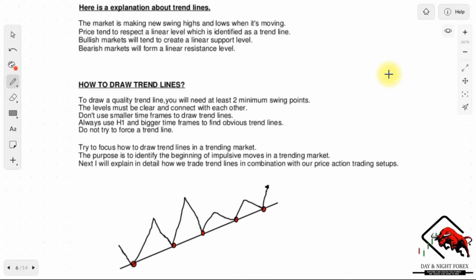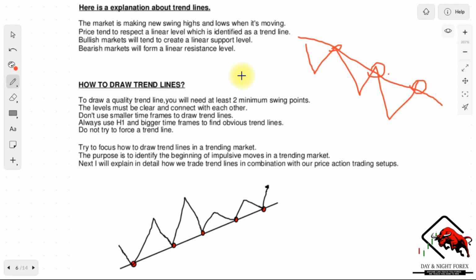So the bullish market would tend to create a linear support. What we mean by this is that when the bullish market is going up like this, you can see that it's creating a linear support. Remember what we said: support is basically a structure that prevents the price from breaking down to the downside. So it's supporting it all the way up. When it's in a bearish market, it will create a linear resistance level. When it's going down, it will be the opposite. As you can see, it will be on the other side, right? So it will be resisting the price from breaking to the upside. That is basically what we mean by linear support and linear resistance level.